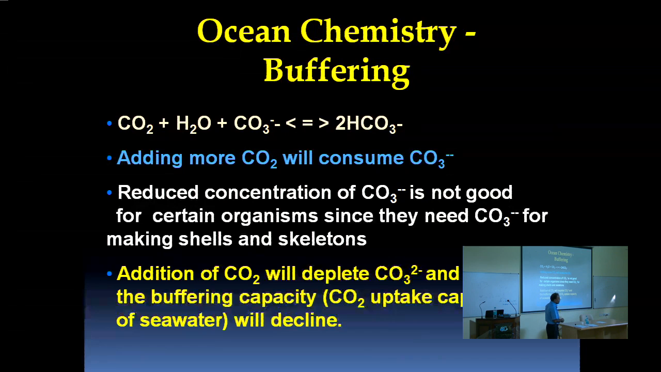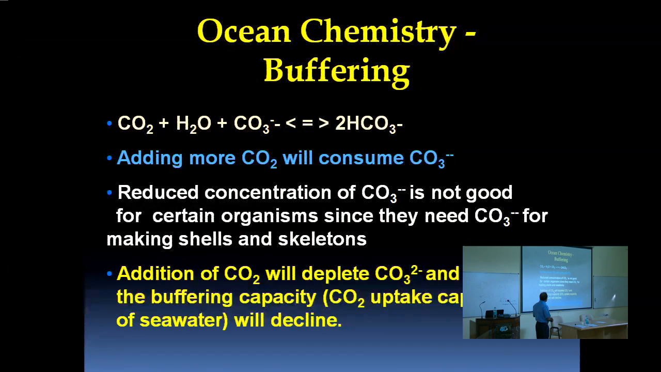And carbonate is very important. Carbonate concentration should be higher in the ocean so that certain marine organisms can make shells and skeletons. These are microorganisms. They need a higher concentration of carbonate. So as you put more and more CO2, this reaction will proceed in the forward direction. It is going to basically take up carbonate that's already in the ocean.